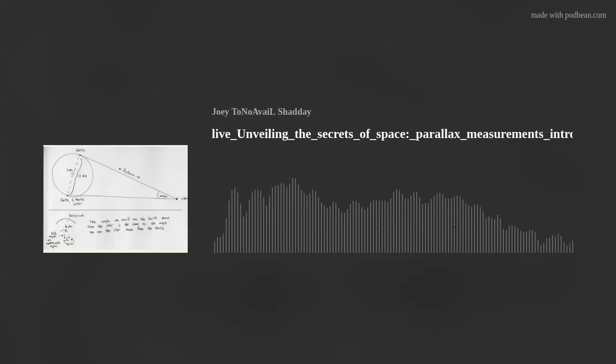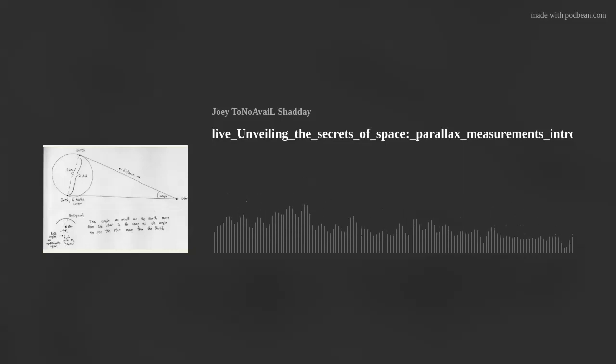To conclude by summarizing, observing parallax provides astronomers with a valuable tool to measure the distances to nearby stars, planets, and other celestial bodies. It allows them to create a three-dimensional map of the universe and understand the scale of the cosmos.